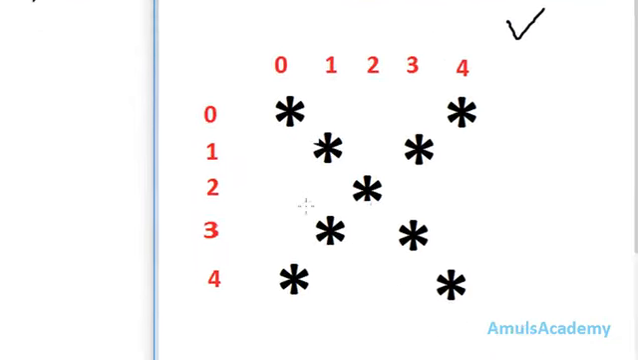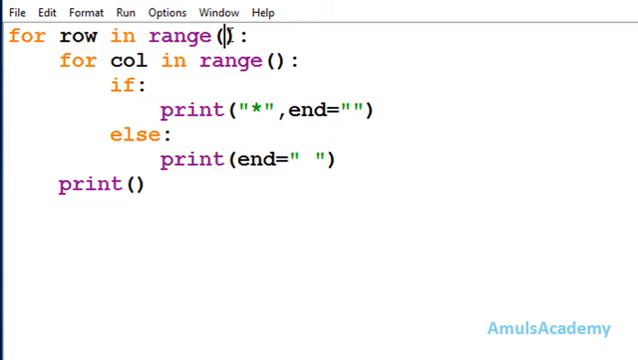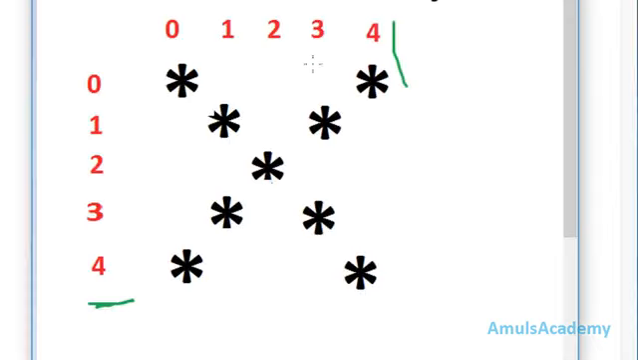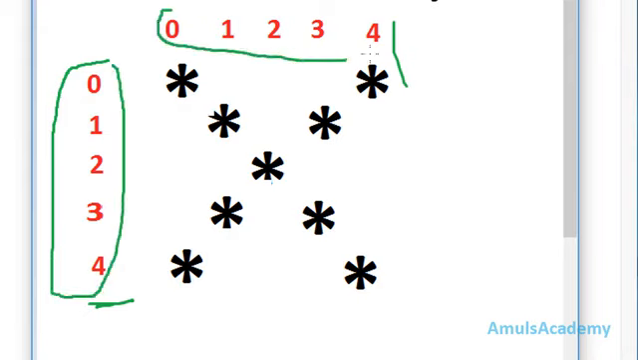And in the output here we can see 5 rows and 5 columns. So here I'll mention range as 5 for rows and 5 for columns. So it will give output as 0, 1, 2, 3, 4 that we can see here, right? So we need 5 rows and 5 columns.